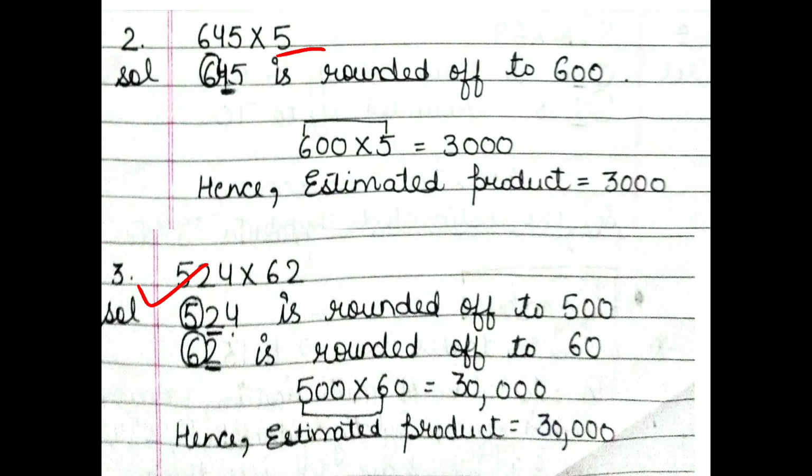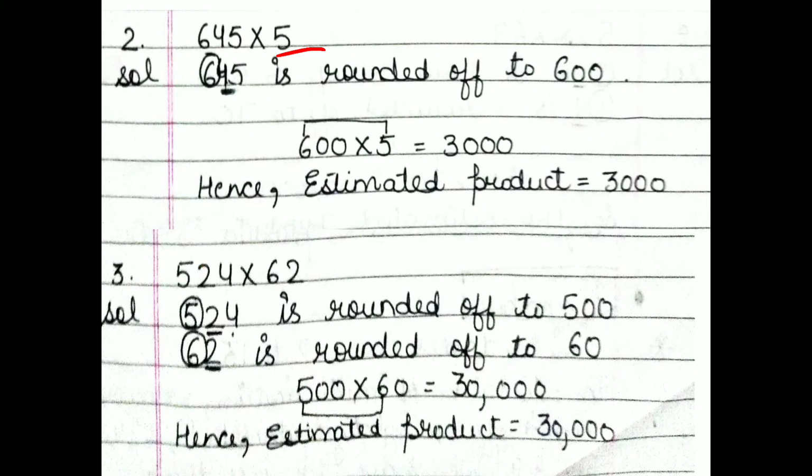Next, see 62. 62 means it is a 2 digit number. So in a 2 digit number we see the ones place number. The ones place number is 2, which is smaller than 5. So we will not give an extra point to 6. So 6 will come as it is and the underlined digit becomes 0. Now we multiply these two numbers. It is having 3 zeros. So we put 3 zeros as it is and multiply 5 with 6. 5 sixes are 30. So the answer will be 30,000.